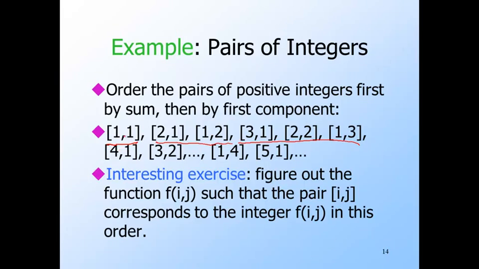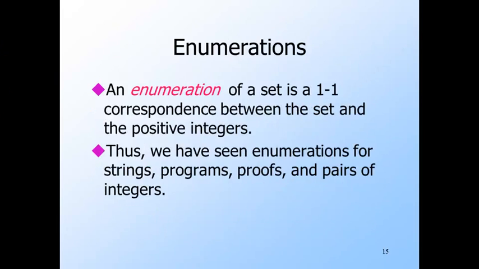You can, in fact, figure out a function f of i, j such that the pair i, j is the f of i, jth in that order. But the important point is that some such function exists, and therefore it makes sense to talk about the ith pair of integers. We call the one-to-one correspondence between a countable set and the positive integers an enumeration of the set. Thus, strings, programs, proofs, and pairs of integers, for example, have enumerations.